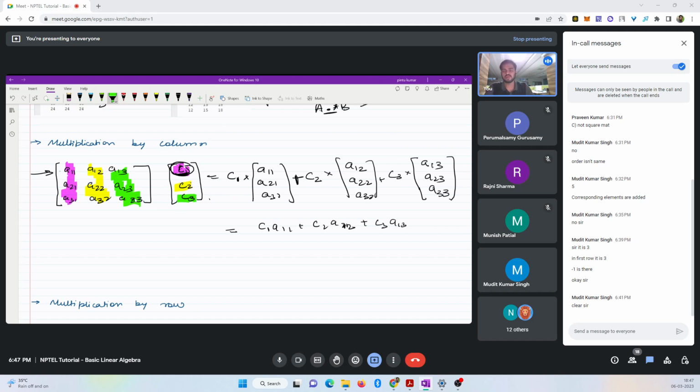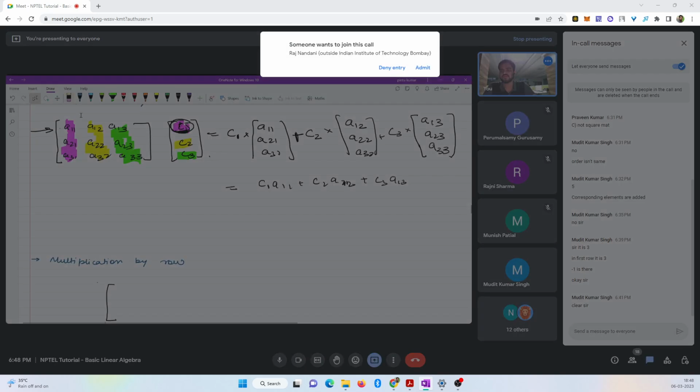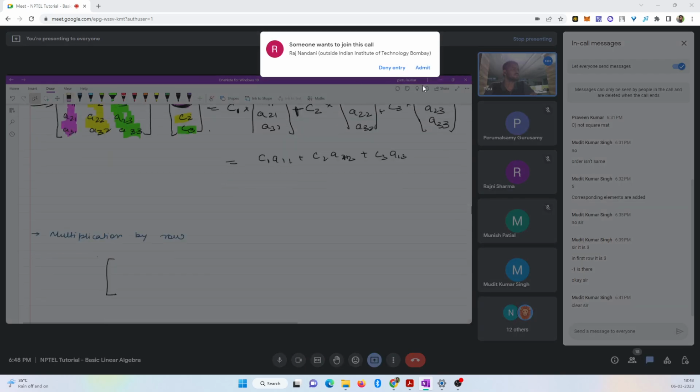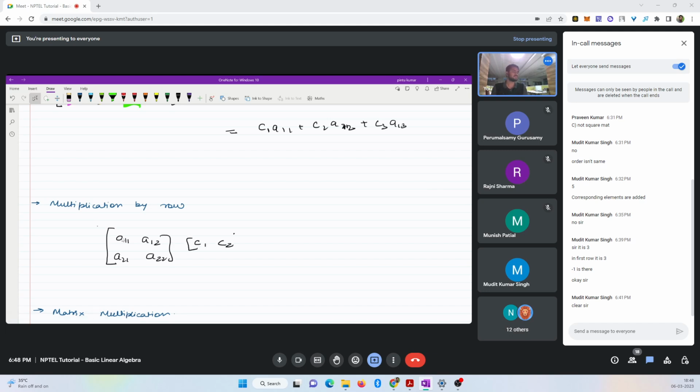Okay. Now I'll go to what is meant by multiplication by a row. Let's say we have the same matrix. I'll probably borrow this from here. Let's take 2 cross 2 only now. A11, A12, A21, A22. First of all, can we multiply it with a row C1, C2? This is 2 cross 2. This is 1 cross 2. So we can't multiply. Post-multiplying with a row is not possible.